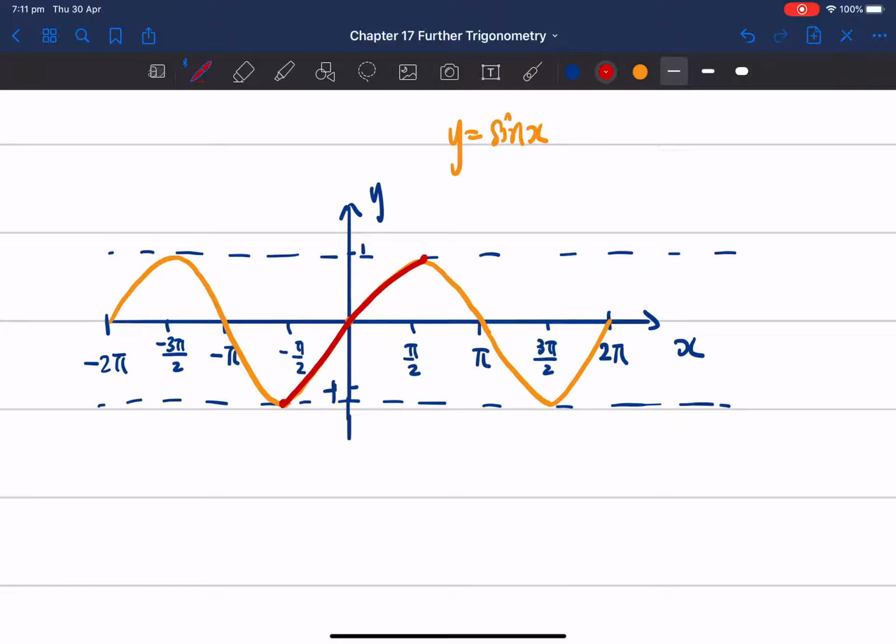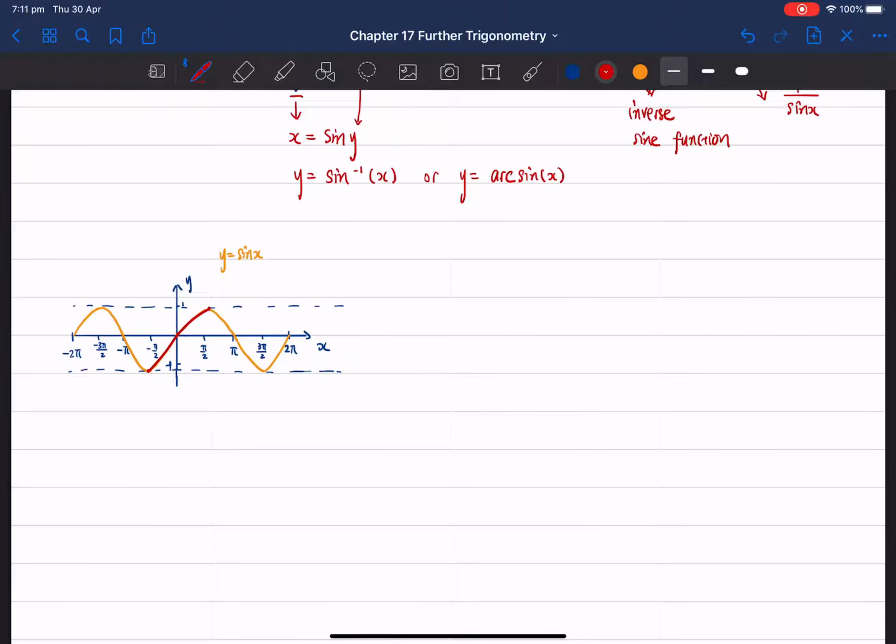All right, if we just restrict the domain of this sine x function from negative pi on 2 to positive pi on 2, then this part of the curve becomes a one-to-one function. So therefore, if I want to find the inverse of that function, it is going to be a function as well. Okay, so let's write down the restriction of that y equals sine x function.